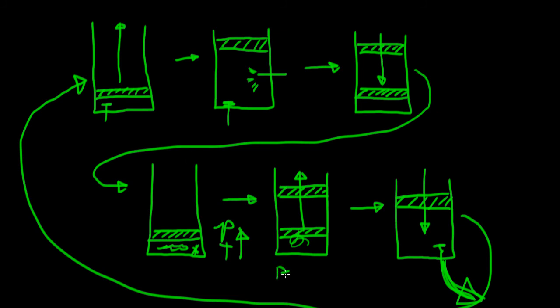Then, during the power stroke, the cylinder expands and work is done by the gas to move the piston. Finally, after the work has been extracted, the exhaust valve opens and the cylinder moves downward to expel the combustion products. This returns the cylinder to its initial state, where the process starts again.